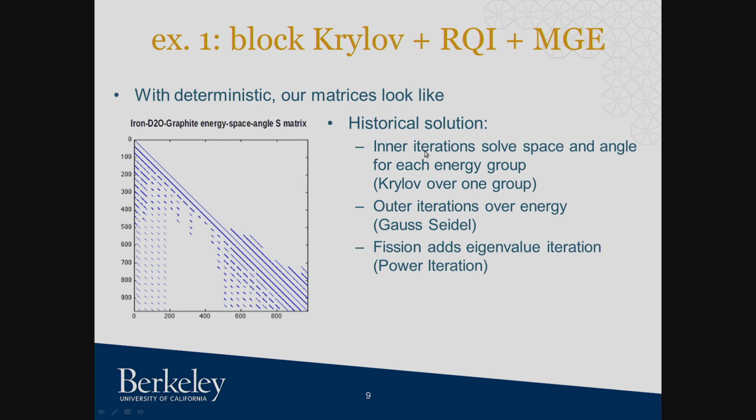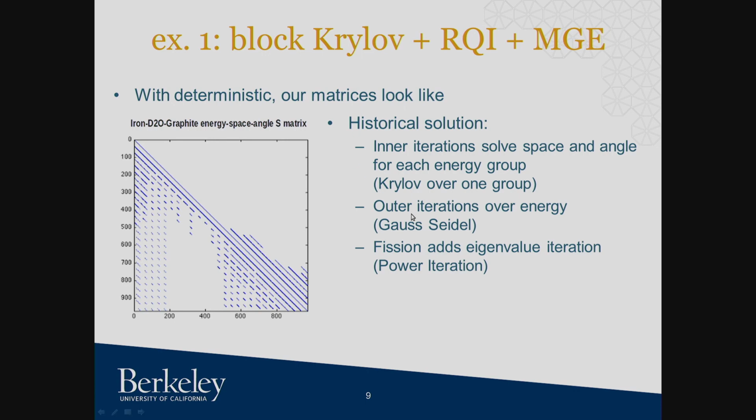But historically, we would break this problem up and solve each energy group by itself. Within a given energy group, we would solve the space angle component, and then we would move to the next energy group and solve the space angle component, because now we know the neutrons from the first group have scattered down into the second, and so on. And for the outer iterations over energy, we would typically use Gauss-Seidel.